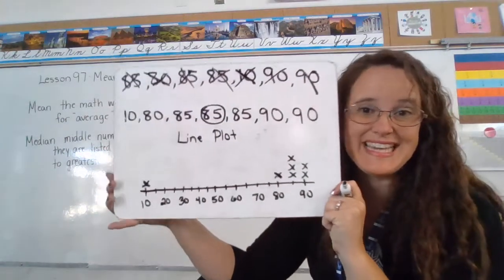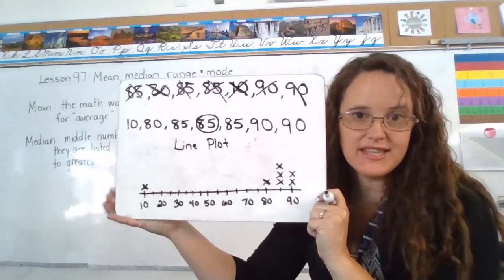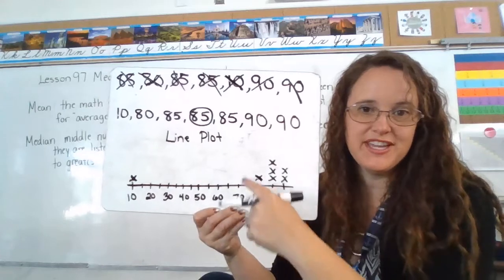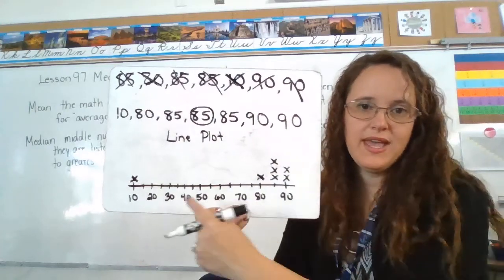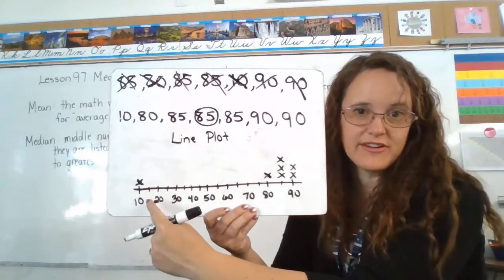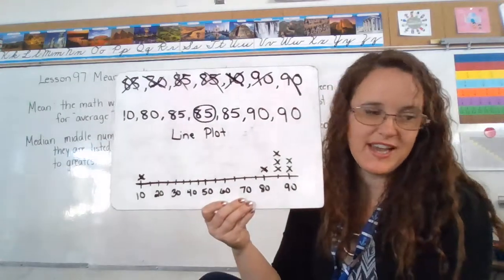You can see the outlier really clearly when you have it in a line plot like this, because we can see that all of Ian's points are over here, and way down at the bottom, he scored 10. That's an outlier. It lies far away from the majority of the data.